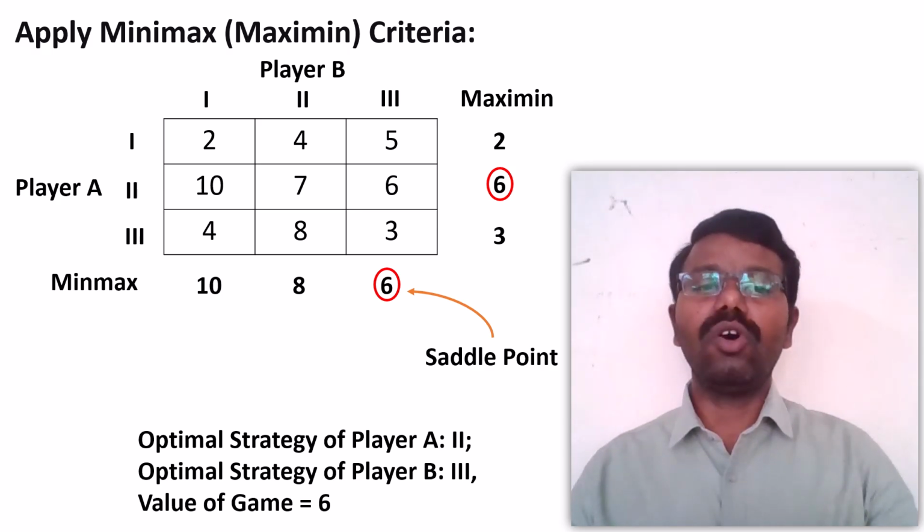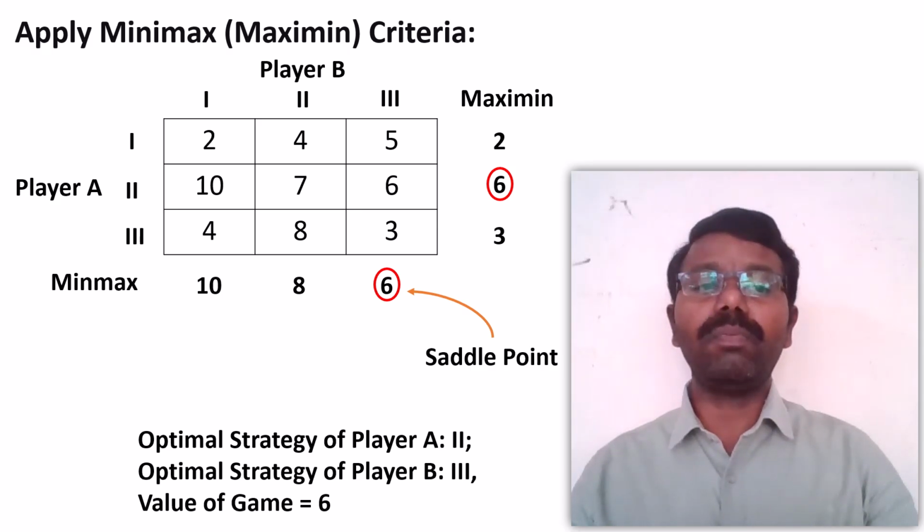If they select any other strategy, that will be a loss for the respective company. For example, if player A selects the second strategy, and player B unknowingly selects the first strategy, then he will be losing 10 points. That means it is a gain for A, but it will be a loss for B. It is not the optimal one.